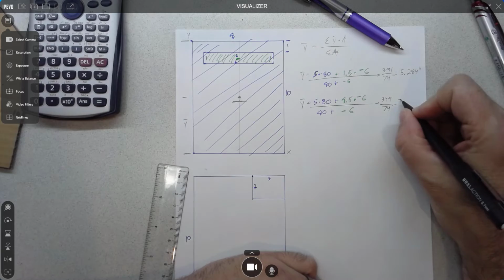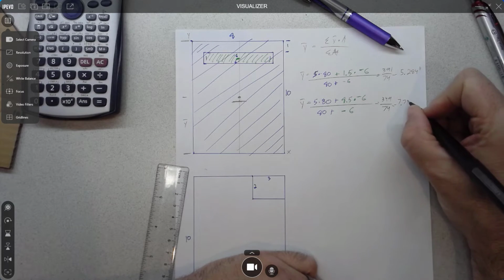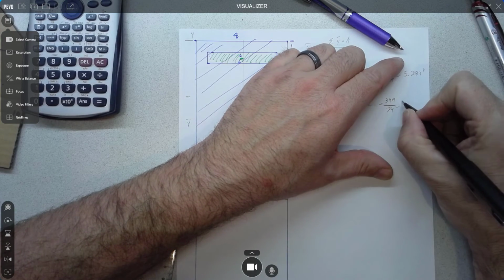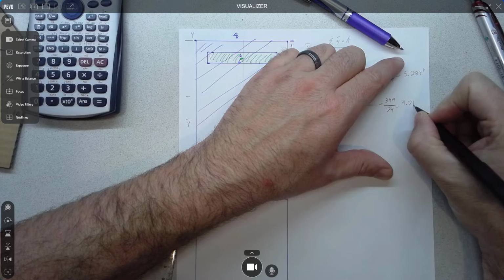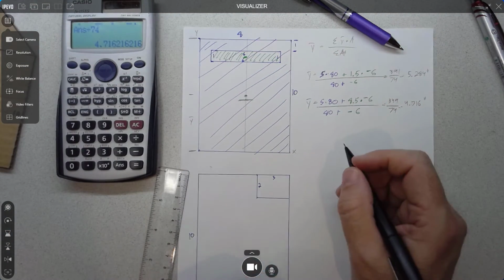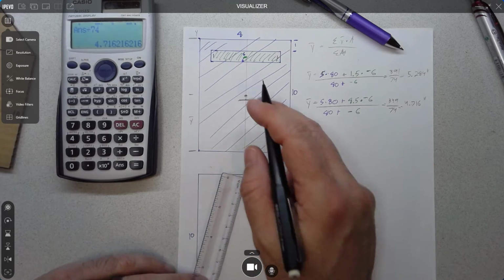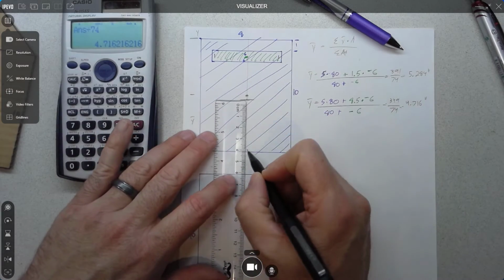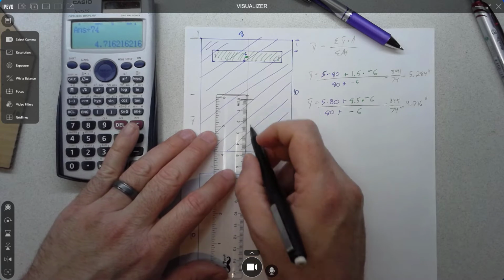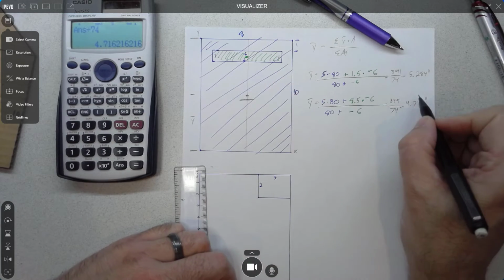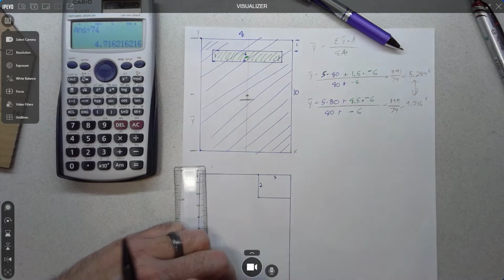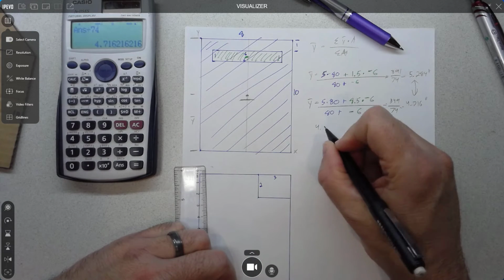So we get 4.71. Oh, sorry, I put that down wrong. It's 4.716 inches. Okay, so now we're measuring from the bottom instead of the top. If I measure up 4.7, there's 4.6, 4.7. You can see I'm landing at the same spot. If I add these two together, I should come up with the overall distance between the 2 points I originally figured out. So we can check ourselves there.